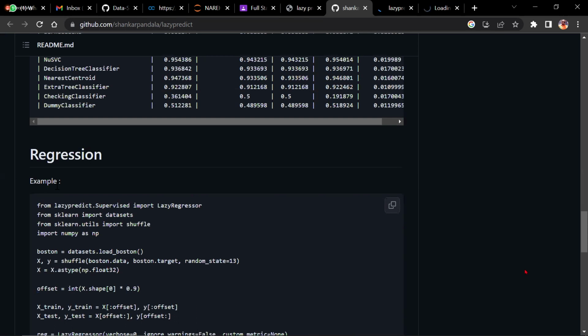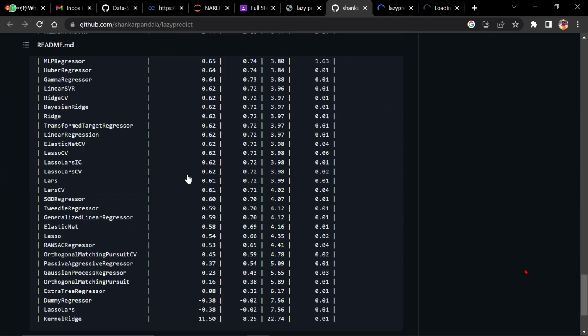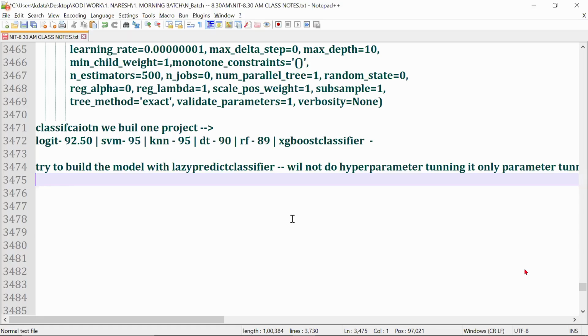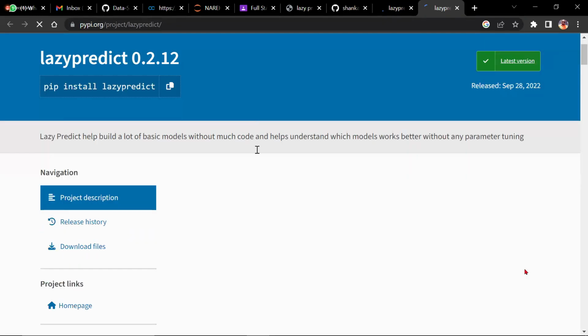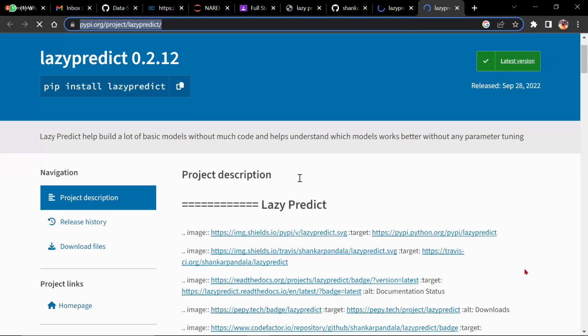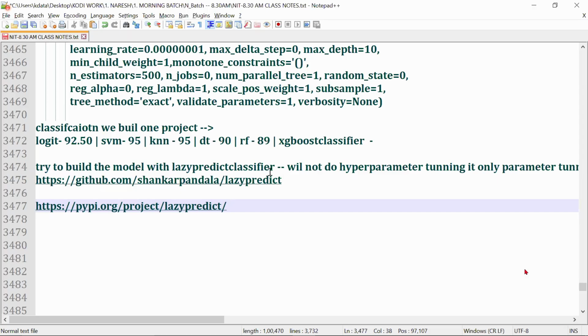This is for regression as well. So I'll share this one to you: lazy predict classifier and lazy predict regressor. As this algorithm is not regression, that's why we built the classifier. We built the classifier, guys. Okay, this is the thing, and I want you to post another link as well. Clear?